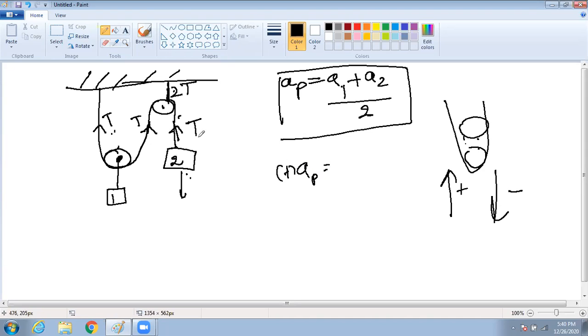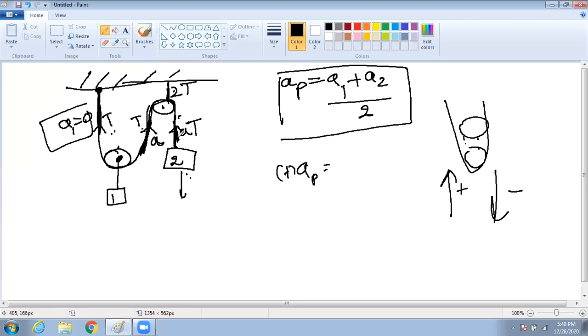Now what is A1? This acceleration is 0. Why? Because this string is fixed, so this acceleration is 0. But what about this acceleration? We do not know. So let this acceleration be A. This also A and this also A. The acceleration is the same here and here.